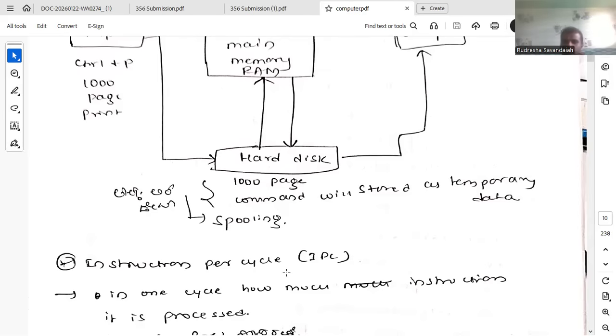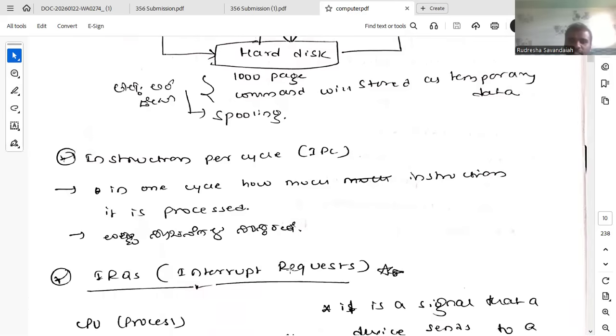Instructions per cycle, this is IPC. Instructions per cycle means IPC: in one cycle, how many instructions are processed?